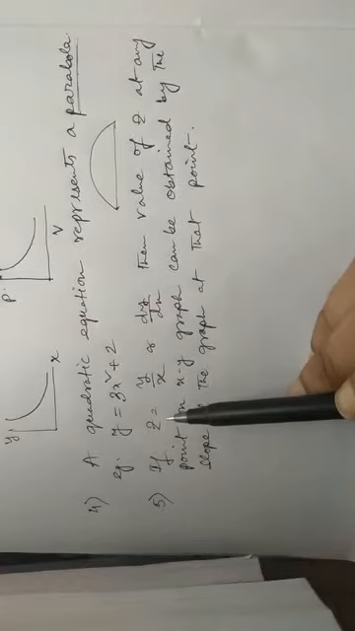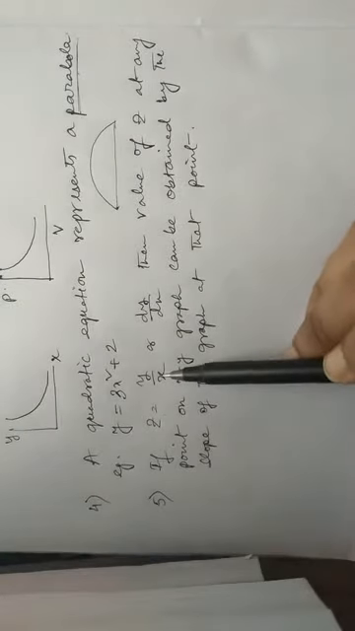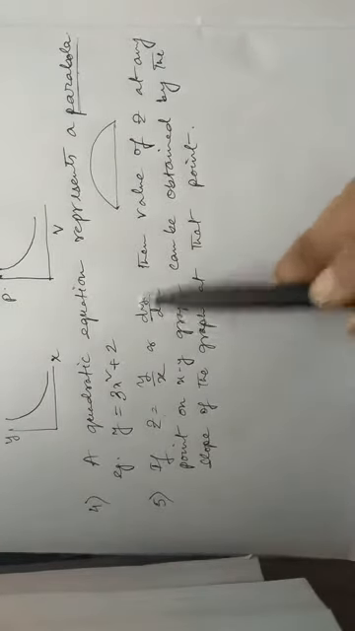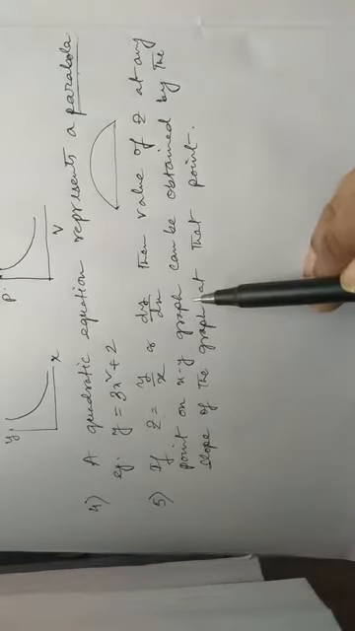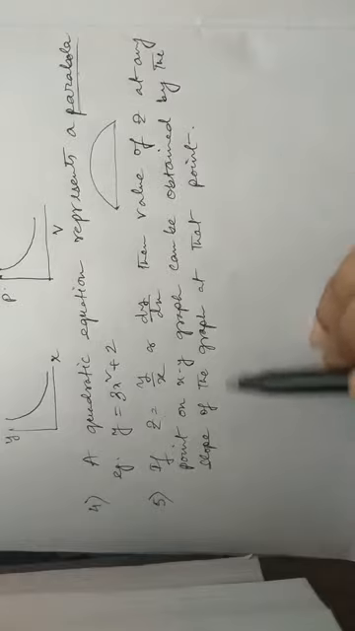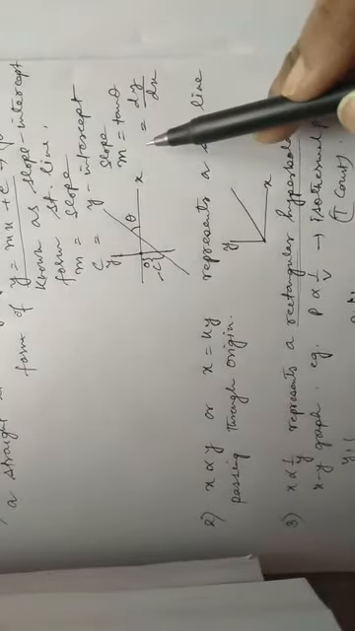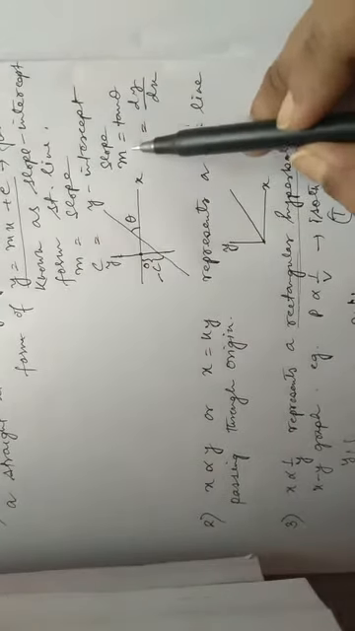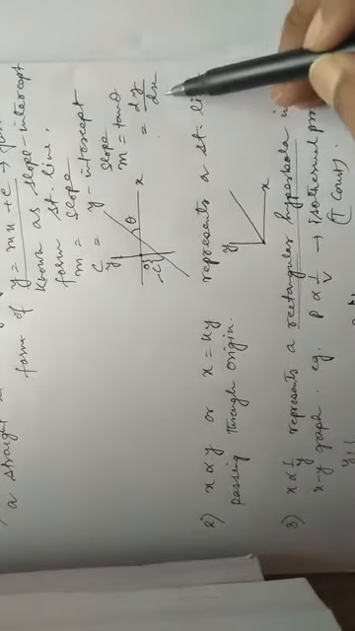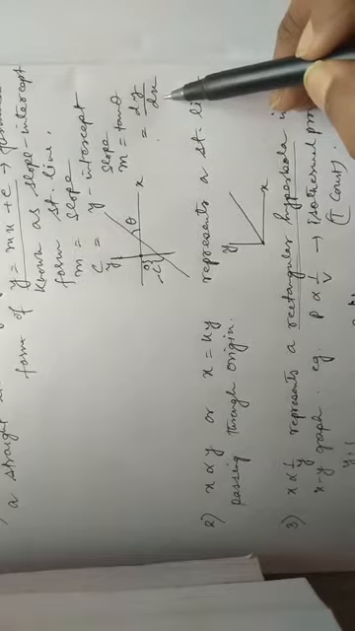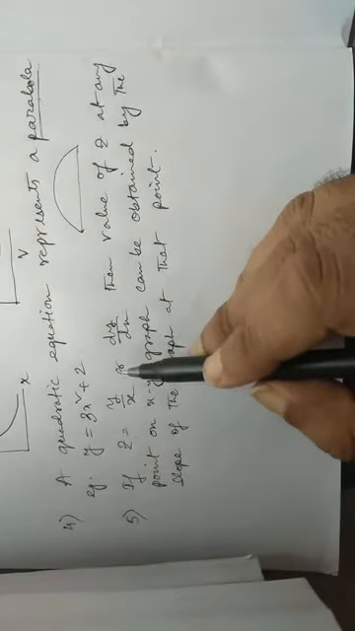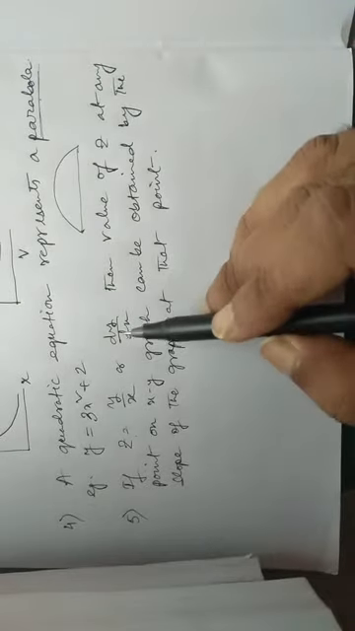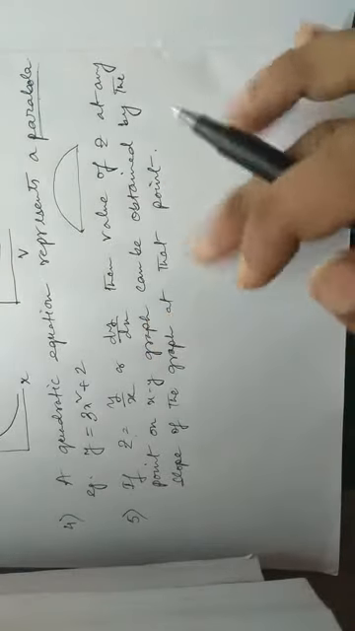Now the fifth point, if z is equal to dy by dx, then the value of z at any point on the xy graph can be obtained by the slope of the graph at that point, as I have already mentioned here, that m is equal to tan theta is equal to dy by dx. So we are going to discuss the slope of the graph in greater detail after this part.